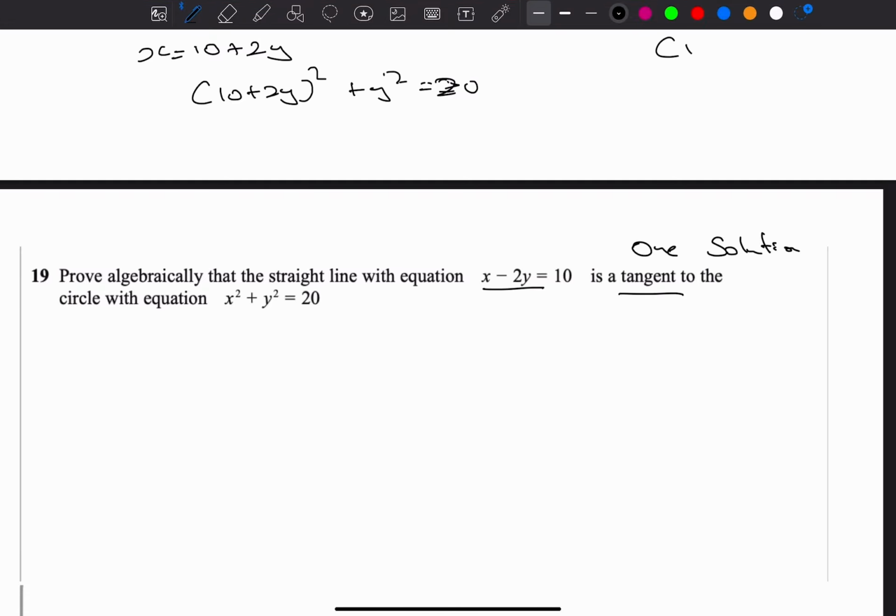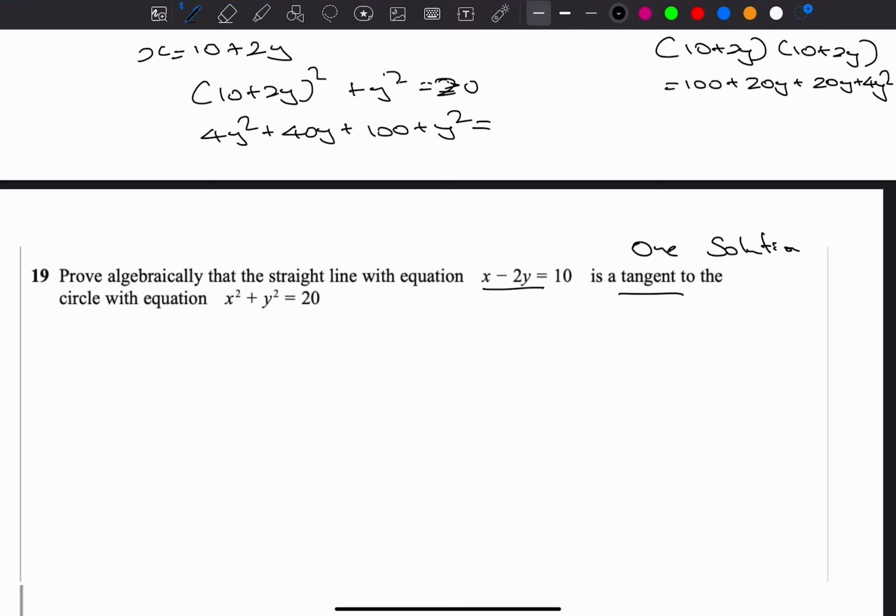Then what do we have? 10 plus 2y, 10 plus 2y. That will give you 100 plus 20y plus 20y plus 4y squared. So 4y squared plus 40y plus 100 plus y squared equals what number? 20. That will give you 5y squared plus 40y, 100 minus 20 is 80, equal to 0. You have to divide everything by 5.